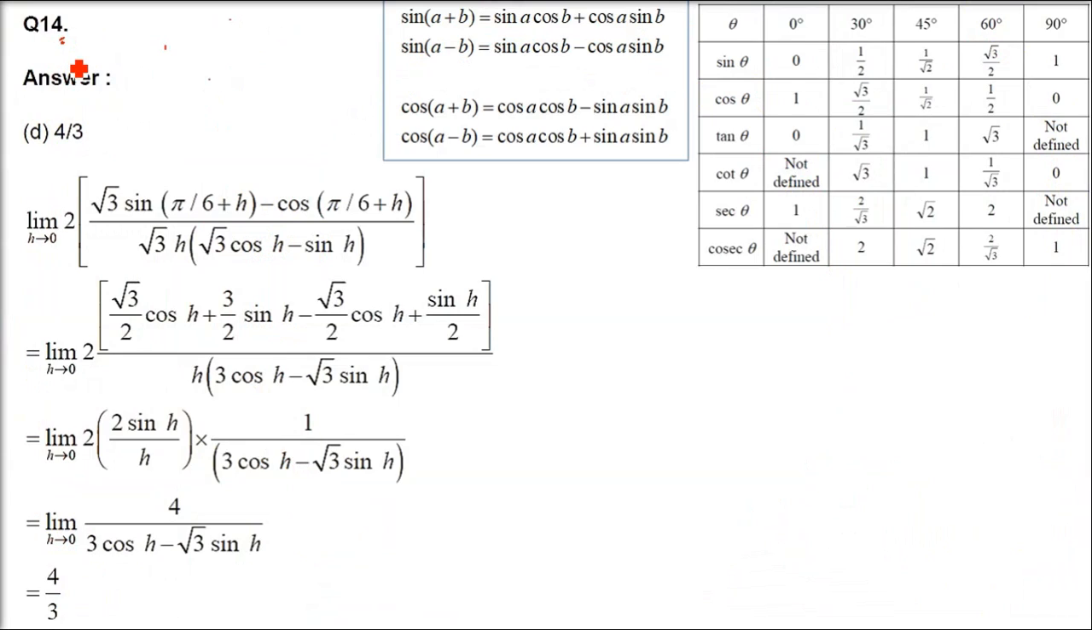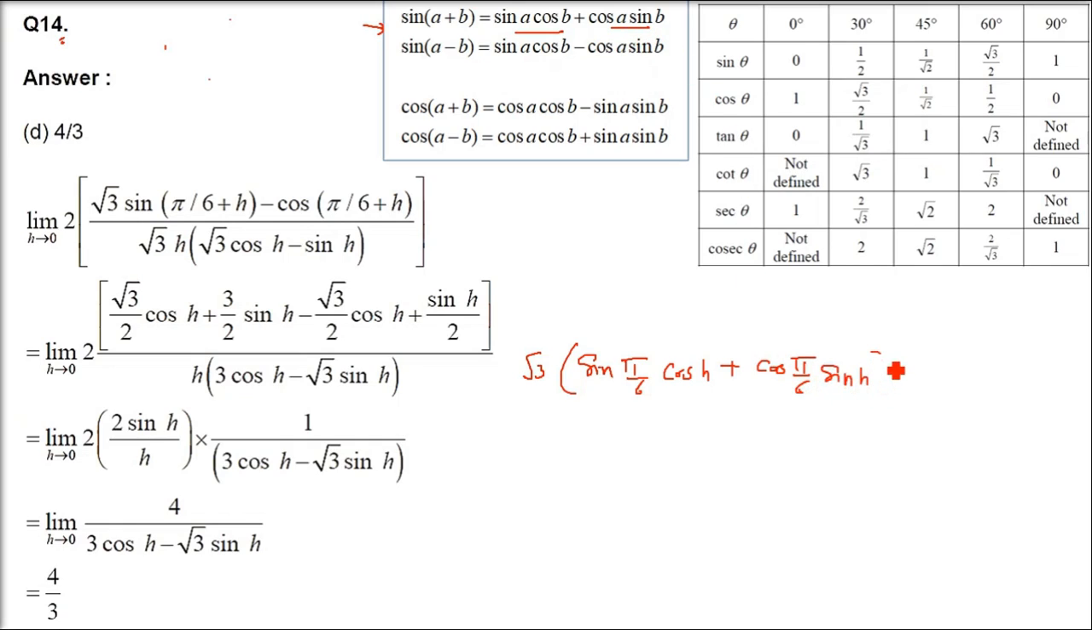Question number 14. So we have this root 3 sine (pi by 6 plus h) minus cos (pi by 6 plus h). Now if you see, these are the formulas you need to remember every time. Sine A cos B, sine (A plus B) I am taking, sine A cos B plus cos A sine B, here A is pi by 6, B is h. So sine pi by 6 cos h plus cos pi by 6 sine h. So sine A cos B plus cos A sine B. This you have to put.